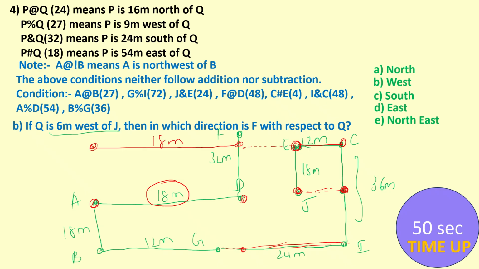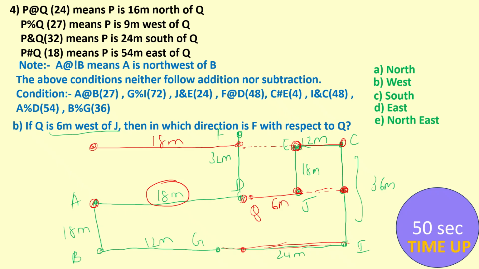Correct? So here 6 meter, where I should draw? Q is 6 meter west of J. So this should be 6 meter. So I will draw Q somewhere here. Q somewhere here I'll draw. And this should be 6 meter somewhere here.